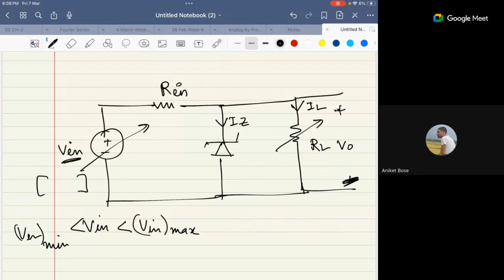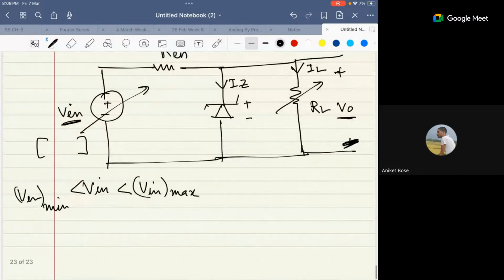If this Zener diode is working with breakdown, what will happen? This will work as a potential source, right? And this potential source will be the same as V output. Are you able to understand this? Is everyone there? If you are able to understand this, then it becomes very simple.